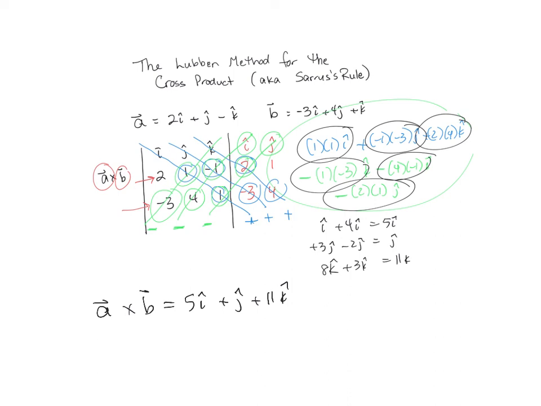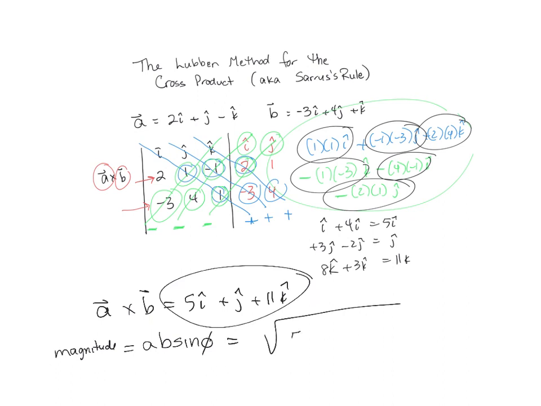Now, the magnitude of this, the magnitude of A cross B, well, you could do it 2 ways. Remember, it would be the magnitude of A times the magnitude of B times the sine of the angle between the two. But that's also equal to, we can do Pythagorean's theorem here, 5 squared plus 1 squared plus 11 squared. Whatever that comes out to be. Those are equal.